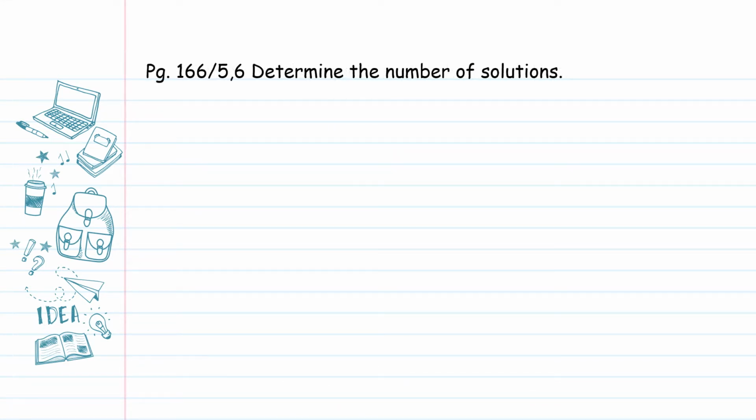Our next two problems can also be found on page 166. It's going to be problems 5 and 6, and for both, we're going to want to determine the number of solutions. So the first equation we're given is 6 times, in parentheses, 2x minus 1 is equal to negative 4 times, in parentheses, 3 minus 3x. So first, to start, we're going to want to simplify this equation by distributing. So we get 12x minus 6 is equal to negative 12 plus 12x.